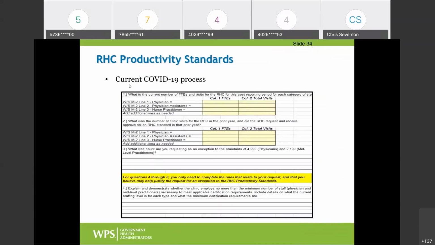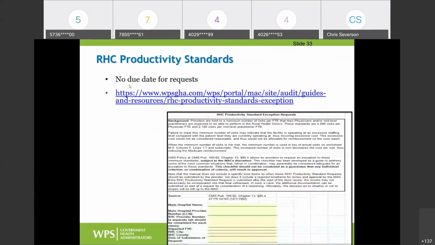Just a quick discussion here with the RHC productivity standards. I think I missed one. So we have a website article and a corresponding checklist and even a YouTube video on this topic. Basically, it explains how to qualify for these RHC productivity standards if you're unable to meet the minimum number of visits for your number of FTEs.